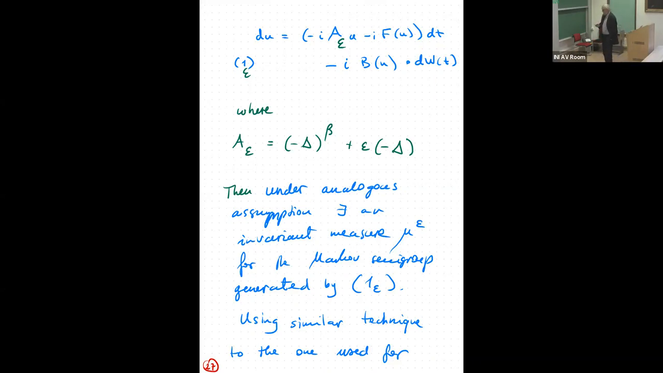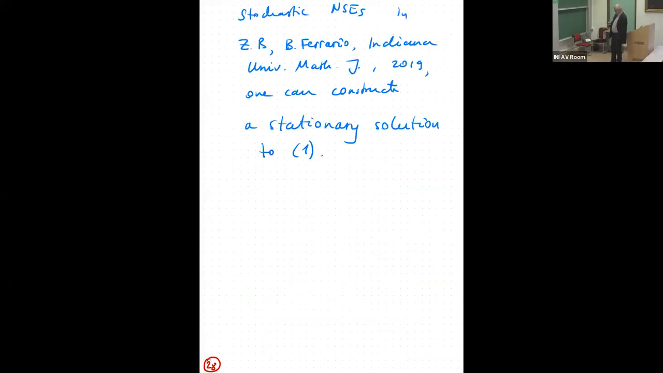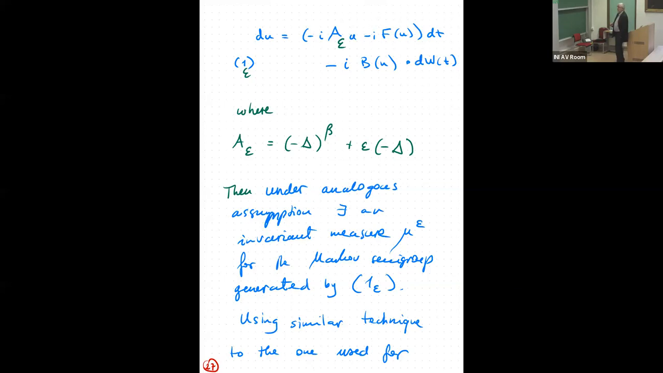And as I said, this is a work in progress. Once you have invariant measures for such an equation, you can construct a martingale solution to the original problem. The original problem is epsilon 0, for which we don't have uniqueness, at least at this moment, and therefore we cannot speak about invariant measure.